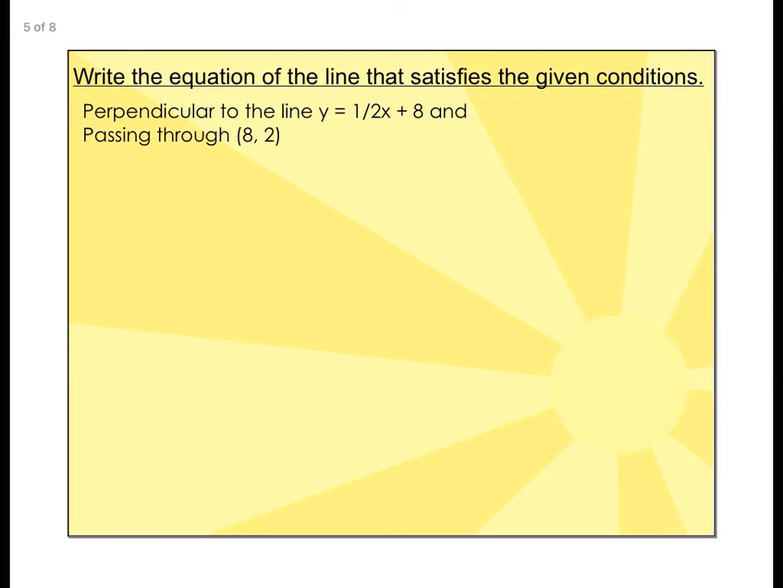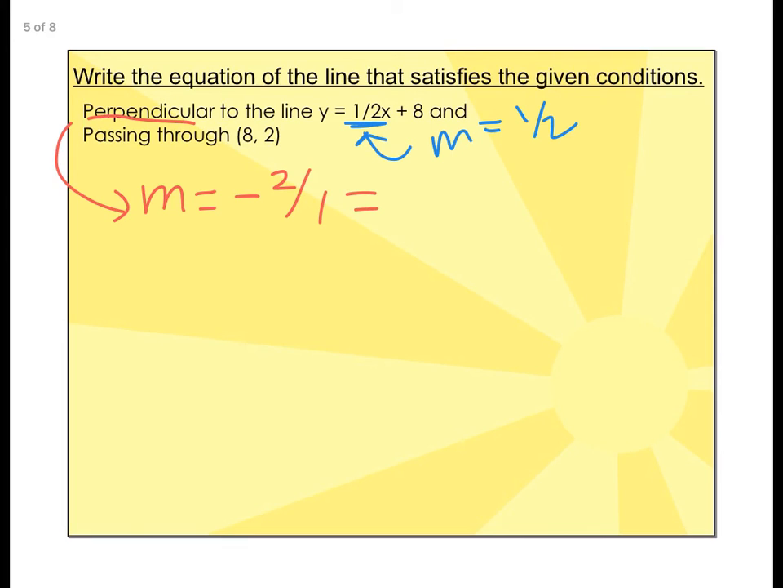Okay, last example, similar to the last one. So I'm telling you I want you to be perpendicular to the line y equals 1/2 x plus 8, and you have to go through the point 8, 2. So I'm already telling you the original slope here is a half of this given line. I'm also telling you, though, I want you to be perpendicular to that line. So I have to figure out what my new slope should be because I want to be perpendicular to that. The first one is positive 1/2, so I know this one has to be negative, and then I have to do the reciprocal, so 2 over 1. So my slope is negative 2 over 1, or just negative 2.